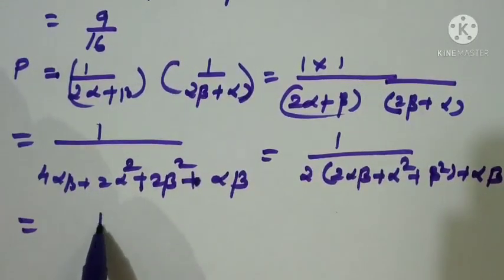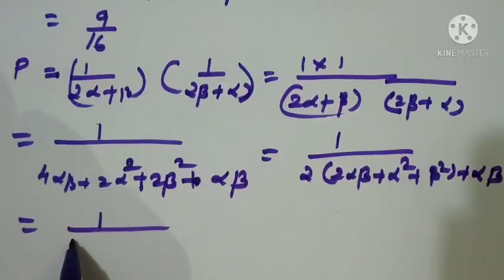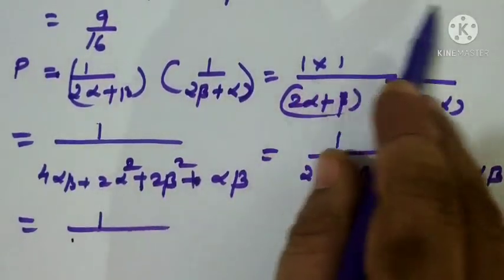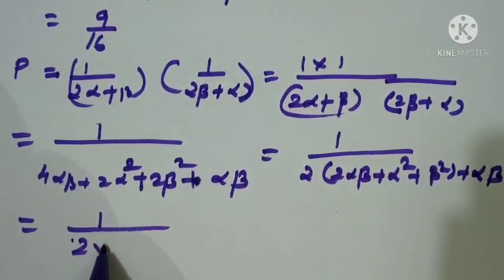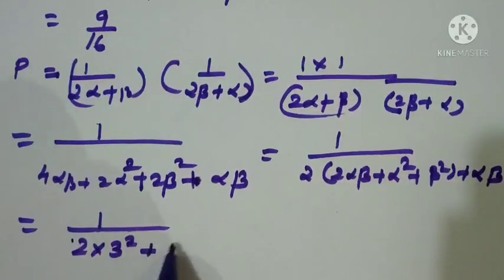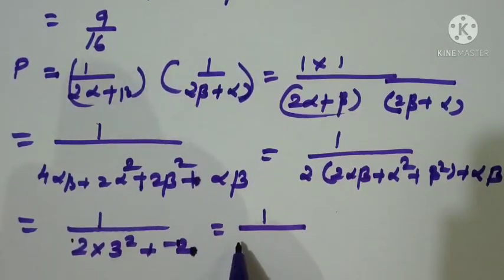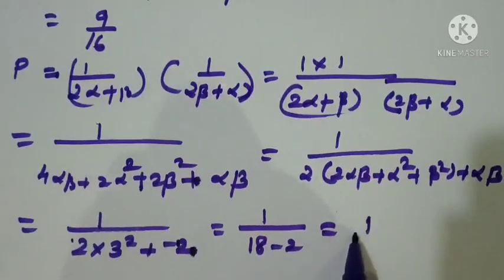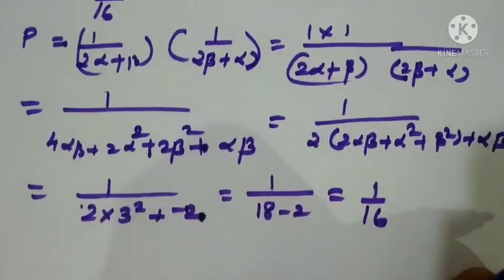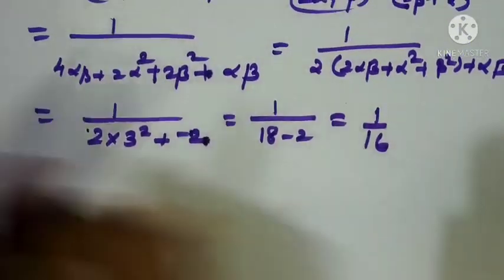So what is the answer now? Alpha plus beta is 3 only. So we can write here whatever we are getting: 2 into 3 square plus minus 2. So 1 by 2 into 3 square 9, 2 into 9 18 minus 2, which is equal to 1 by 16. So S is 9 by 16 and the product is equal to 1 by 16.